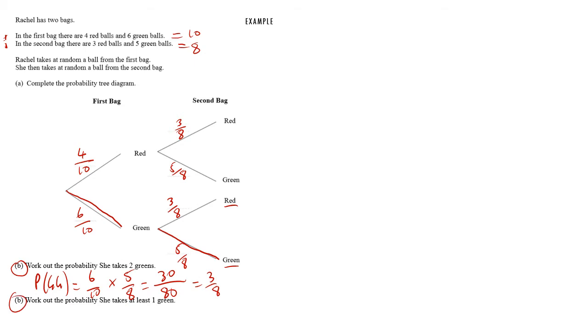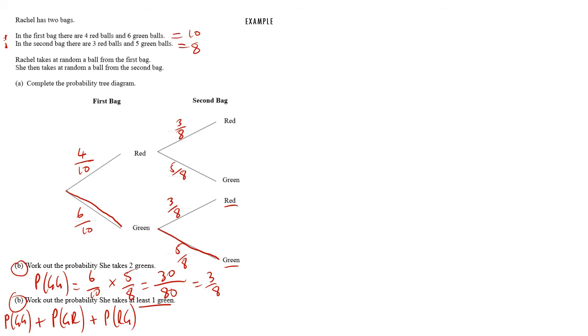The second part is the probability she takes at least 1 green. Now there's different ways she could do this. She could pick 2 greens, which we've just worked out the probability for. She could pick green on the first and red on the second, or she could pick red on her first and green on her second. So we've got these 3 different ways she could take at least 1 green. These events are mutually exclusive, so to work out the probability of at least 1 green, we could just add those together.